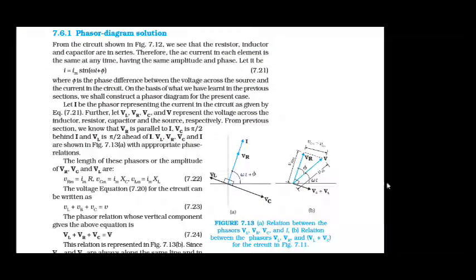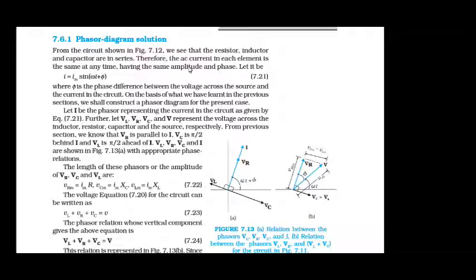So first, the phasor diagram solution. From the circuit shown in figure 7.12, we see that resistor, inductor and capacitor are in series. Therefore, AC current in each element is the same at any time, having the same amplitude and phase. Let it be I = Im sin(ωt + φ), where φ is the phase difference between the voltage across the source and the current in the circuit.